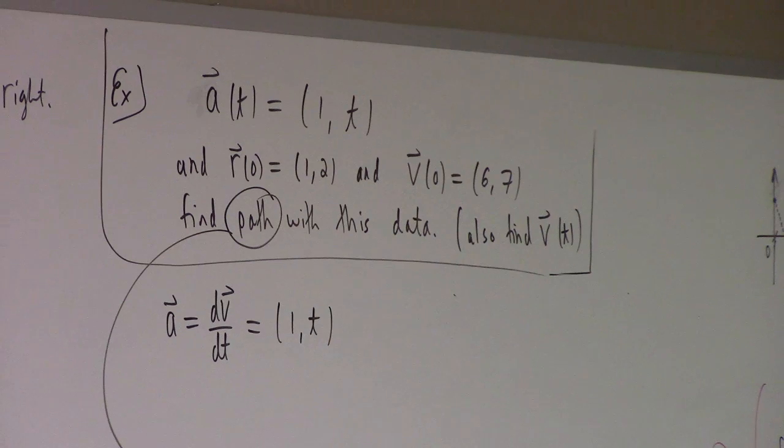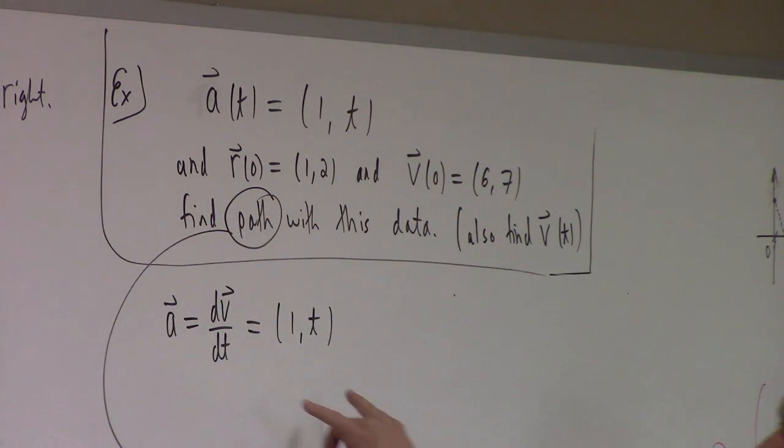This question's upside down from this one. This one, I give you the path and ask you to find the velocity and acceleration. This one, I'm saying, here's the acceleration, find the velocity and the position. Or find the parameterization ultimately, right? So how do you do that? What's that? You integrate, exactly. That's what I wanted to hear.